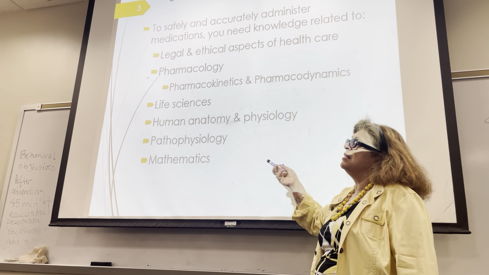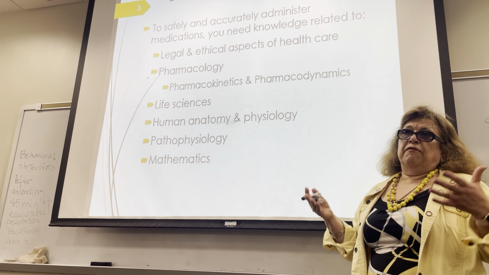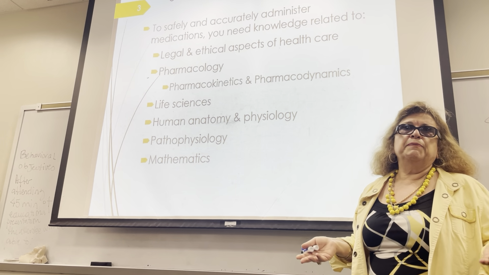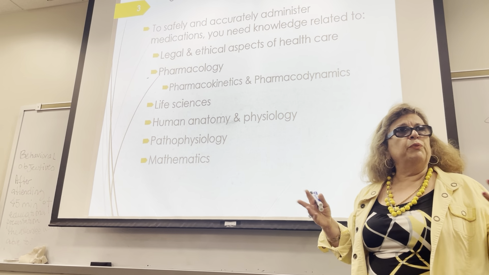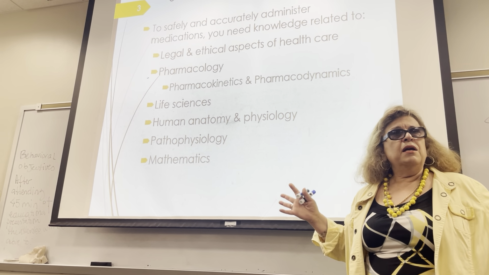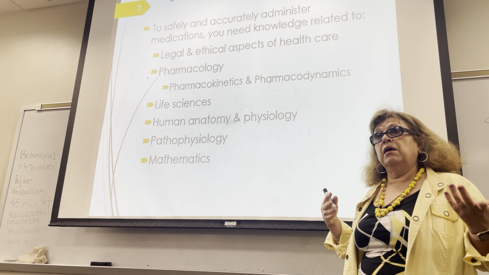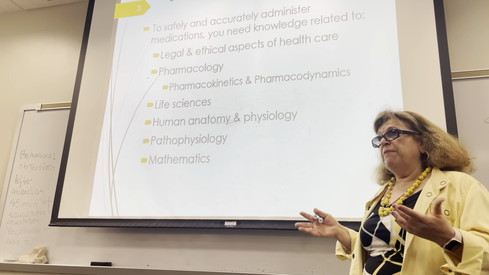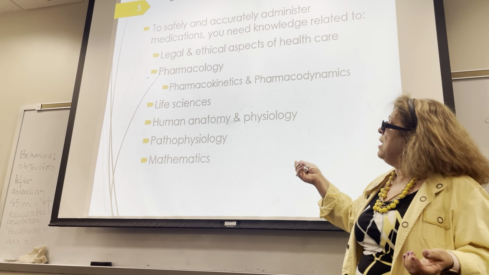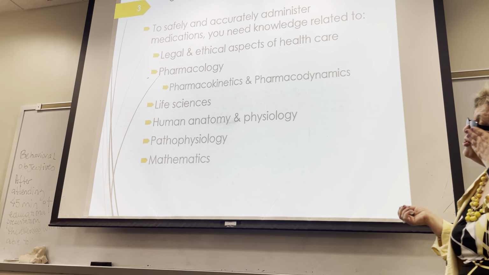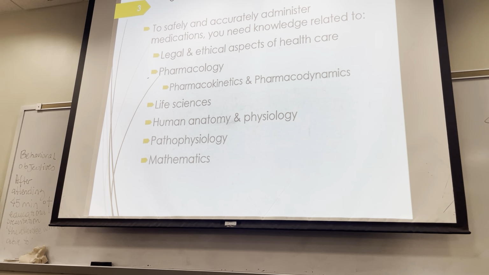Okay, so obviously, what are we going to need to know? Life sciences. The human body is part of the life sciences because we're a living organism, right? We are made of cells, the cell membrane, all the basic biology that applies to the animal kingdom. Humans are part of it, right? And then human anatomy and physiology, where the organs are, how the medication is going to affect the organ, and then the physiology, the pathophysiology, and mathematics.